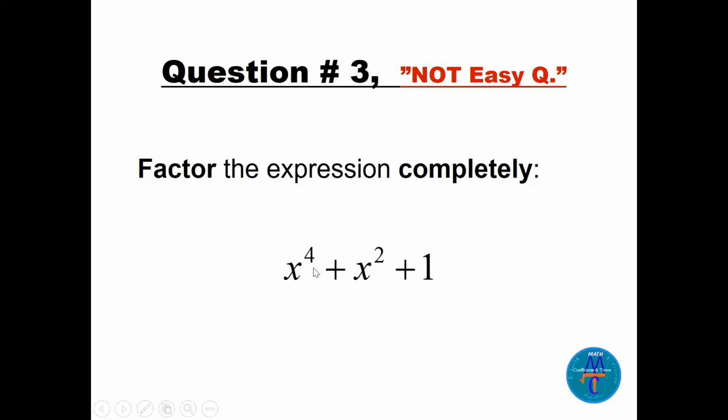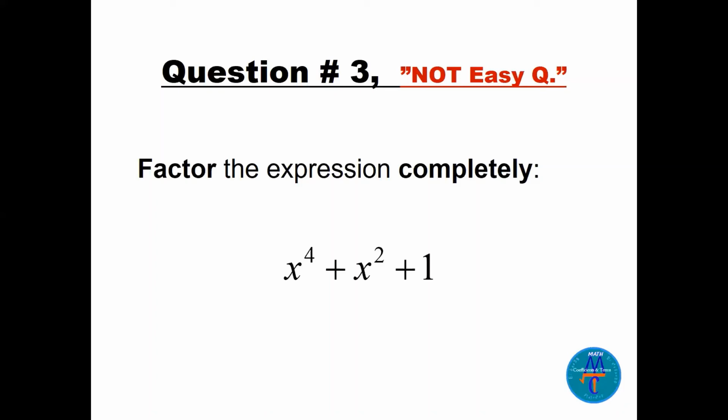Suppose here there is a 2 in the middle here. Maybe you can think of this way. Suppose there is 2. What will happen? The question will be so easy. Now it is not easy, difficult. If there is a 2 in the middle, the question will be so easy because it's a perfect squared trinomial. So the answer will be x squared plus 1 all squared.